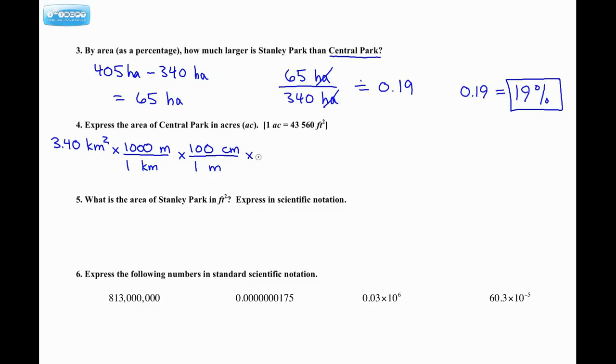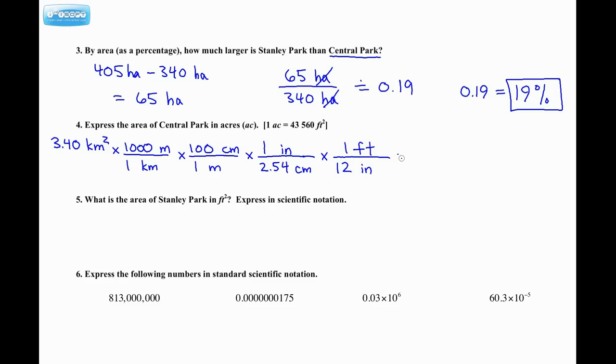And then I can cross over to the imperial system. So this is 2.54 centimeters. And this is an inch. And now I can go to feet. So 12 inches per foot.